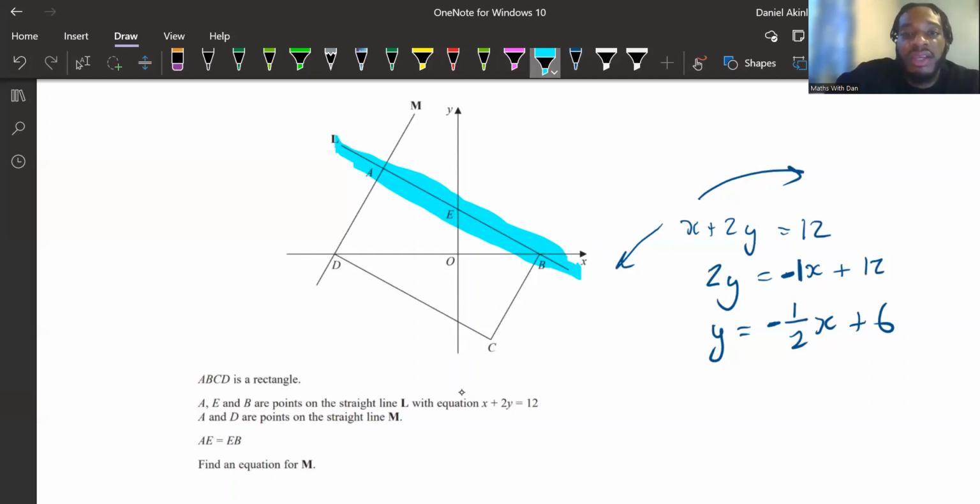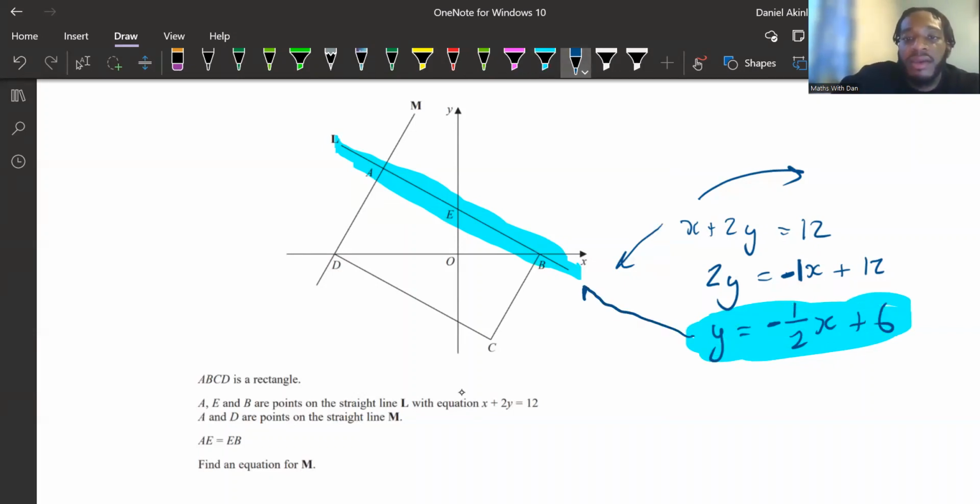Let me put it in blue because it's already in blue, yeah? So this is the line for that part here. Yep. And then what else does it say? It says A and D are points on the straight line M. So let me highlight that another color. This is the line M in yellow.